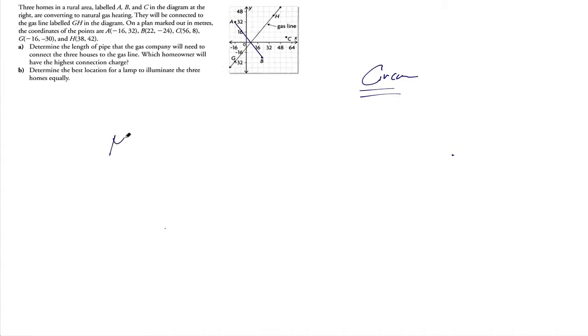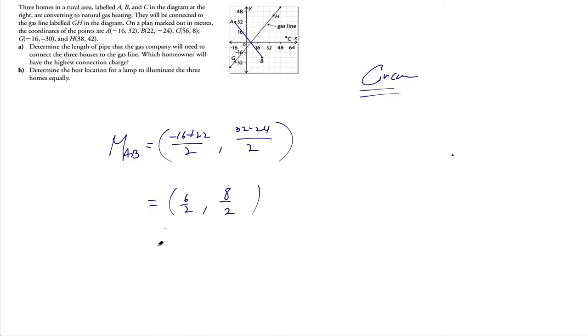We gotta find the midpoint of AB. So AB, so you got the minus 16 plus. You gotta get the average of the x's, and then the average of the y's. So that's 6 over 2, and is that 8 over 2? Right, 8 over 2. So it's actually going to be 3 and 4. Okay. Now we also need the slope of AB.